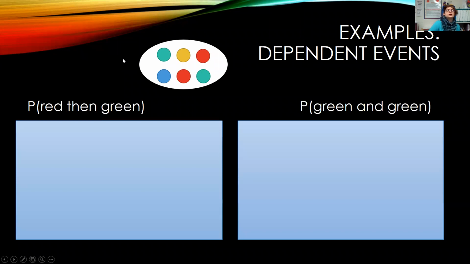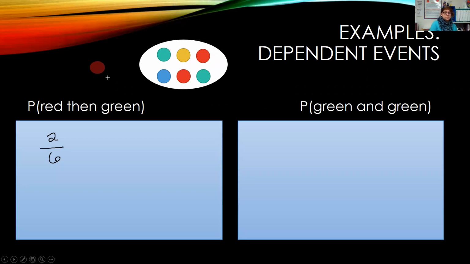Okay, so now we're just looking at our marbles, and with dependent, we would keep them. So let's say the probability of getting a red marble and then a green marble if we keep the marble. Okay, so the first time for a red marble, I have 6 marbles in the bag and 2 of them are red. Now with dependent probability, we always assume we get what we want. So I reached into the bag and I got a red marble. And now I'm going to set it to the side.